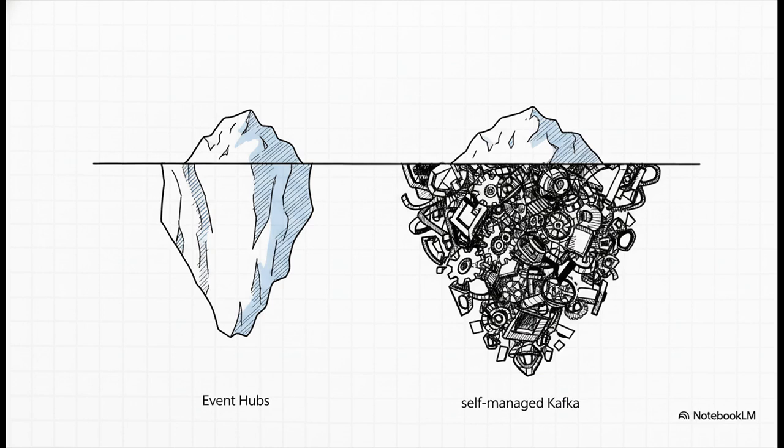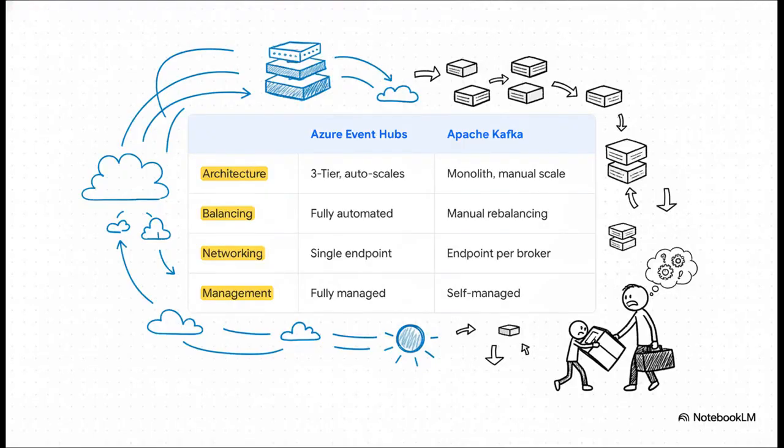But once you look under the hood, the architecture and maybe more importantly, the day-to-day operational experience are worlds apart. So when you look at this table, the thing that should really jump out at you is the operational difference. With Event Hubs, you get a fully managed multi-tenant service that scales and balances workloads for you automatically. It's 100% hands-off. With self-managed Kafka, on the other hand, you're on the hook for everything. Scaling up brokers, rebalancing partitions every time the load changes, managing a whole bunch of network endpoints.